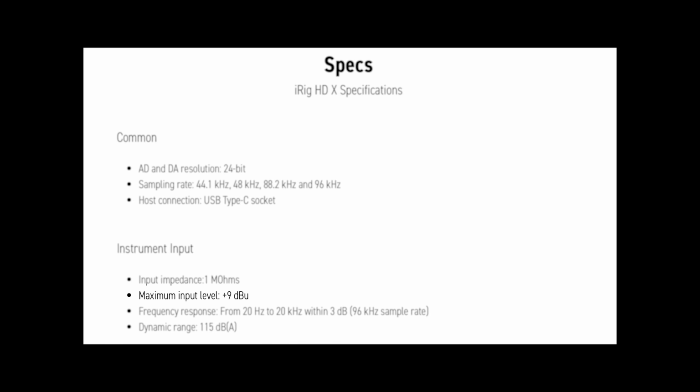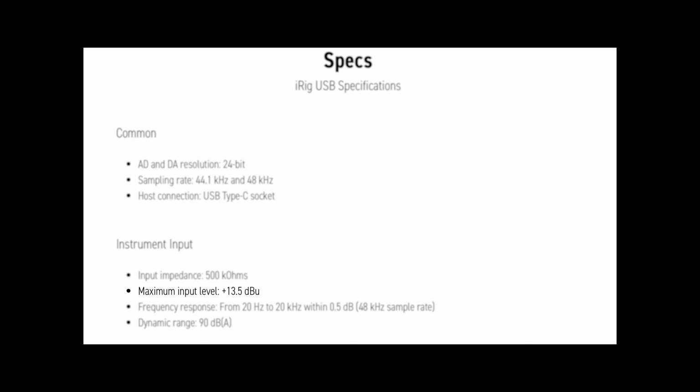So if we go into the manuals of some of these, what you're going to see is something like the IK Multimedia iRig HDX is going to have a maximum input level of 9 dBu. If we go to the iRig USB, we're going to see that that one actually advertises 13.5. I actually measure it around 14. I'm not going to nitpick too much about 0.5 dB as most people are not going to hear a difference anyways.